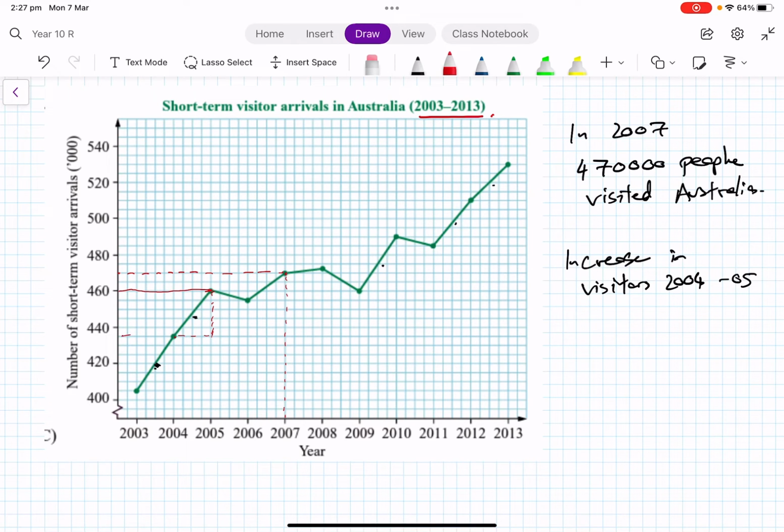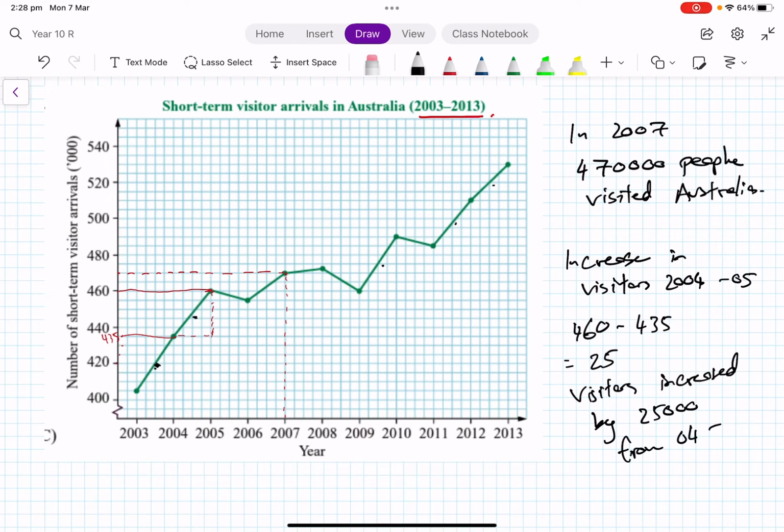there. And that I think is 435. So 420, 425, 430, 435. That's 460. So it's going to be 460,000, of course, but just for simplification I'm just doing the numbers, and the difference is equal to 25. So visitors increased by 25,000 from 2004 to 2005. All right, nice to give a clear, detailed answer at the end.